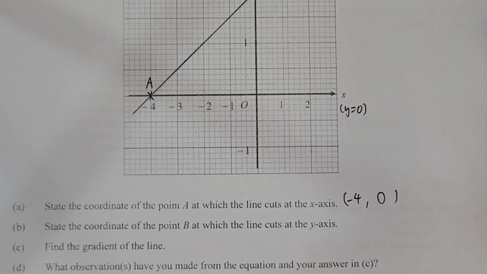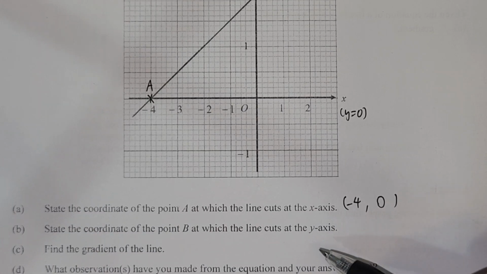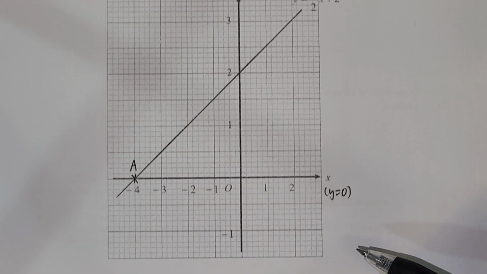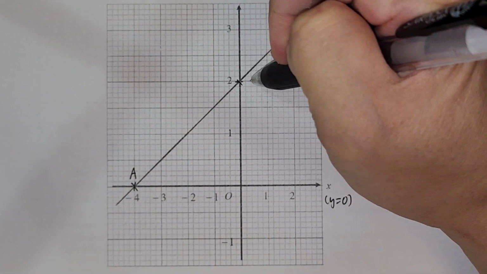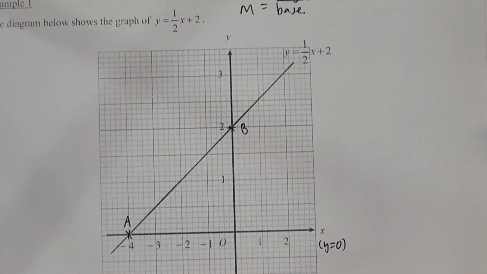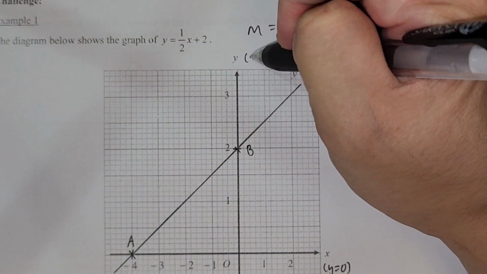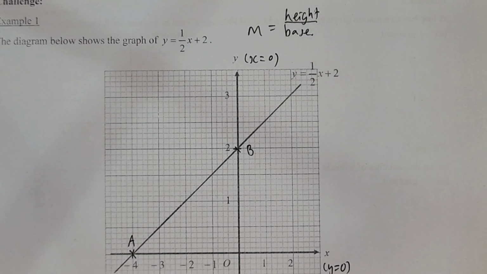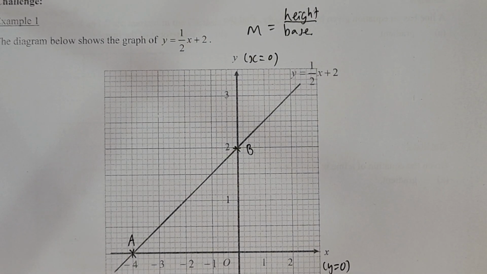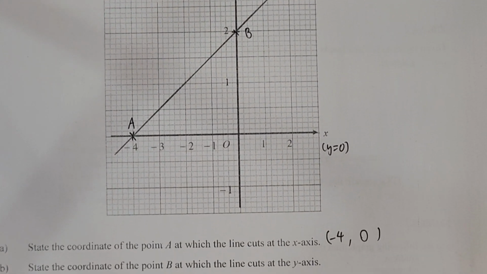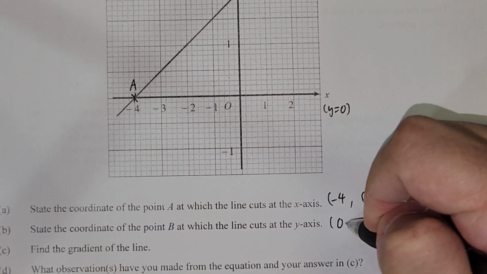Same thing for the y-axis: my x equals 0, which is at my point B. Point B is where it cuts the y-axis, this point here. At the y-axis my x equals 0. So with that, my point B will be (0, 2).